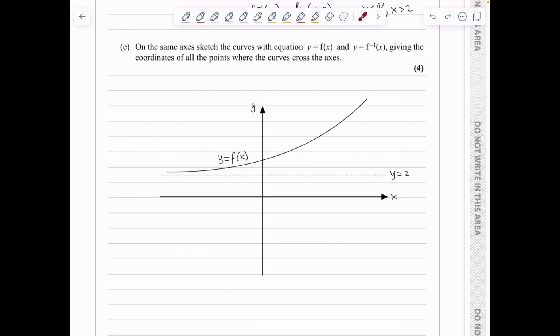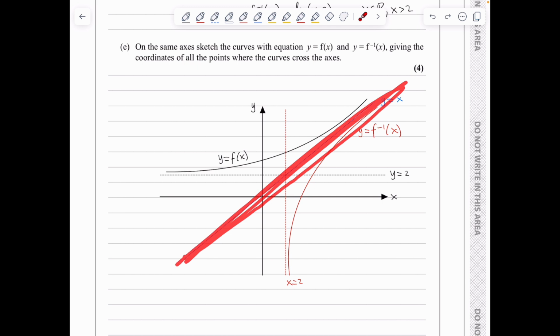Now the graphical relationship between f of x and f inverse of x is that one is a reflection of the other along the line y equals x. So if I draw the line y equals x, the first thing I observe is that the horizontal asymptote will become a vertical asymptote. So this will be the line with the equation x is equal to 2. And if I reflect f of x, I see something like this. That's f inverse of x. You can see the symmetry about the mirror line of y is equal to x.